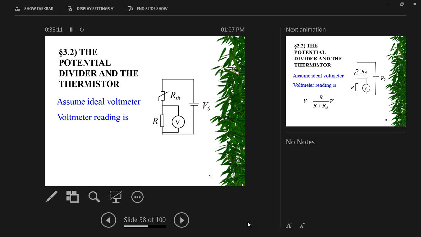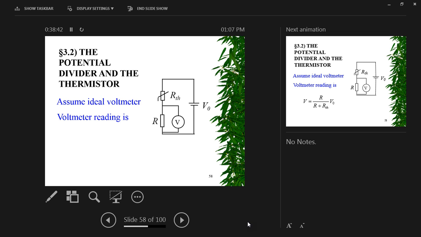Now, I'll show you two applications of the potential divider, and then we'll call it a day for today's lecture. See, quite easy. The first application is we're going to insert a thermistor. Do you remember what a thermistor does? When it's hotter, it makes noise? No. When it's hotter, its resistance decreases. So I connect a thermistor in series with a resistor, which has a potential difference V that I want to measure.